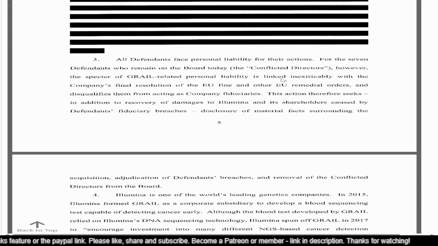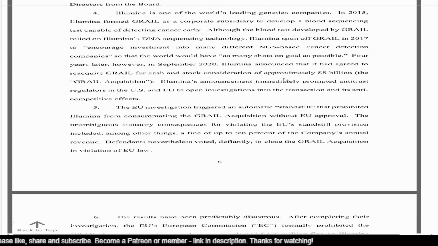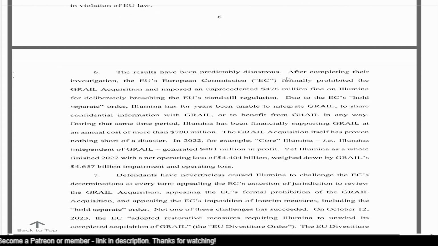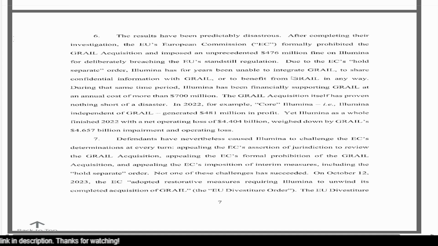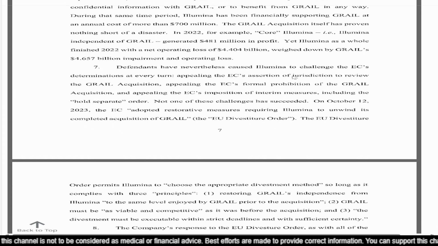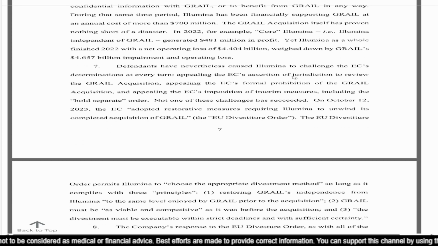So it traces the whole saga out there, and it says that the board has voted to break the law, and it pins personal liability on the defendants and takes aim at 7 board members who are still on board, and seeks their removal, apart from the recovery of damages to Illumina and its shareholders and the cost due to the breach of the fiduciary responsibility of these directors.